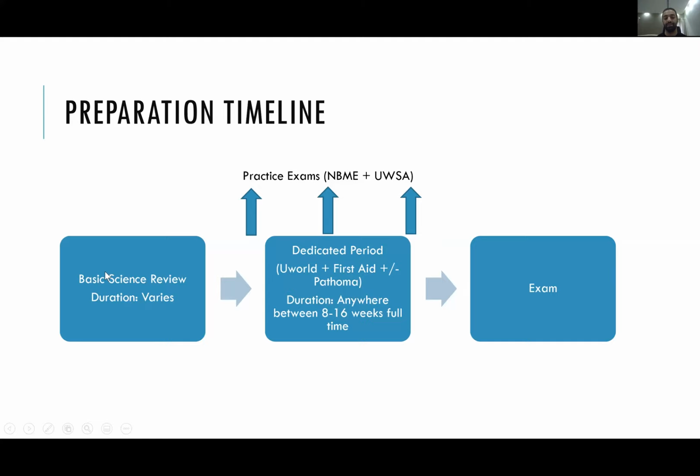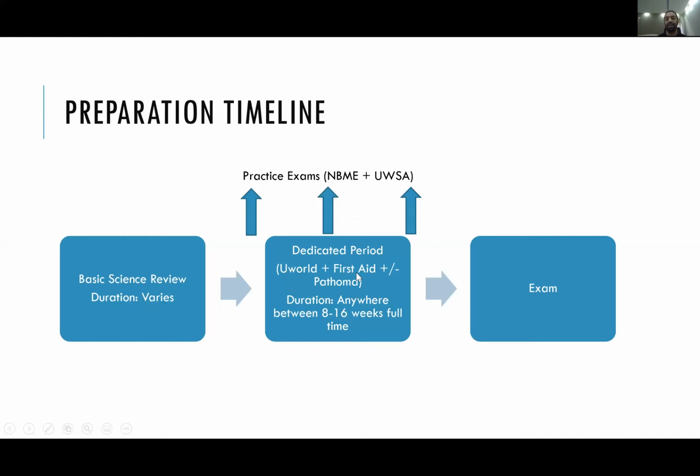Dedicated period: UWorld, First Aid, plus or minus Pathoma, with your practice exams. It's probably 8 to 16 weeks maximum. I'd say 8 to 12 weeks is probably the perfect sweet spot, especially if you have full time study. If you don't have full time, then it differs. But for the Step exam, I'd say 2 to 3 months is a good time. And then you take your exam. Of course, your practice exams are in the middle of the dedicated period and they dictate how well you're doing.